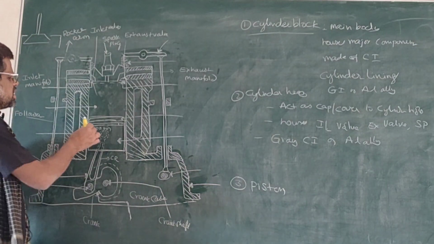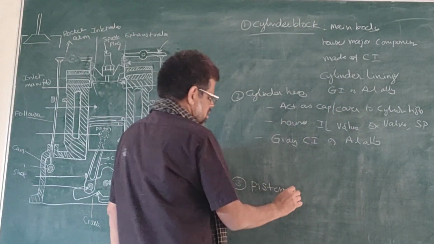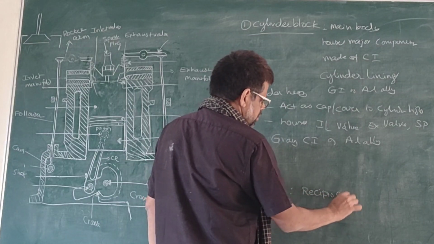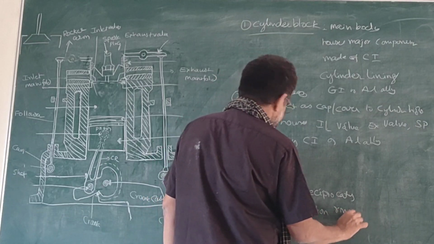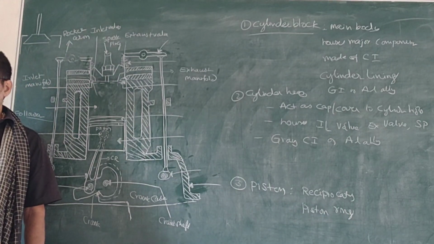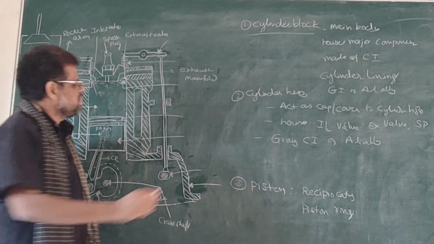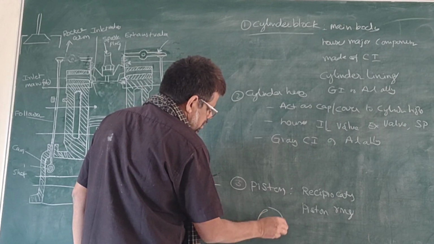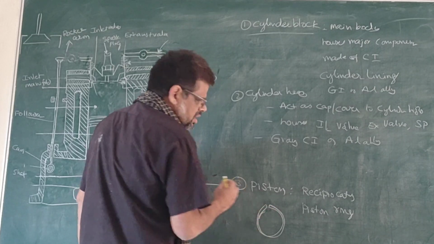And here this piston is also provided with piston rings. So the piston reciprocates, and it is provided with piston rings. This piston consists of some slots over its periphery, in which these piston rings are inserted. The piston rings will be like this. Like this, the piston rings.